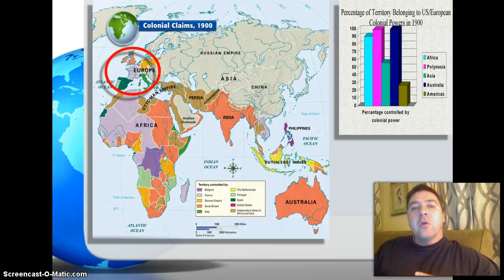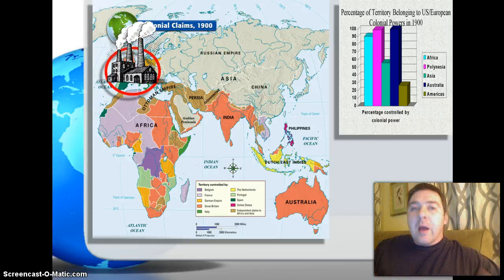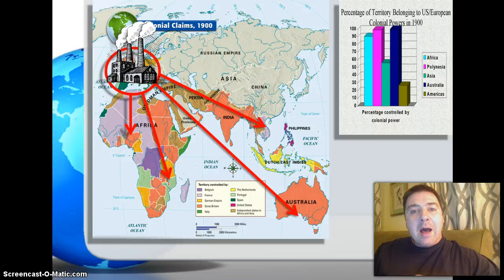Now the European colonial powers are focused on Africa and Asia, and that's largely due to the Industrial Revolution. As we saw earlier in Standard 9, the Industrial Revolution begins in England and spreads throughout the rest of Europe, and this is going to give it both the technology to spread beyond Europe, but also the needs to spread beyond Europe. So we're going to see in this presentation the reasons why the Industrial Revolution causes these powers to spread beyond Europe into Africa and Asia.